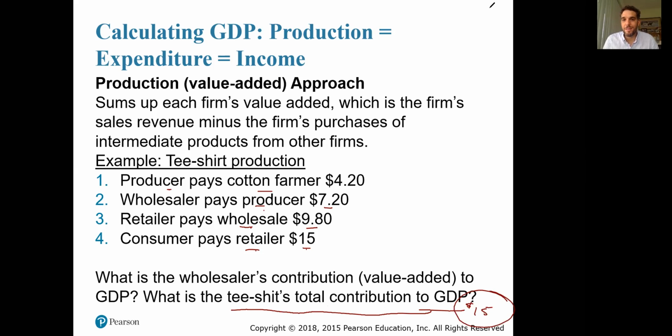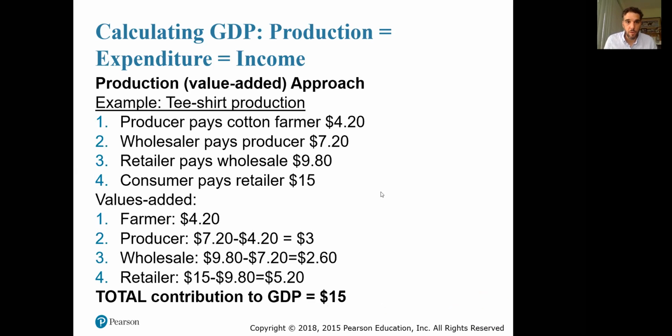But if we want to find the value added by each firm in the production process, that's going to be a little more complicated. So how do we find the value added? Again, we take the price that the intermediate good is sold at minus whatever the cost was to get to that point in the production process. So for the farmer, again, their costs were essentially $0. We assume that. They sell the cotton for $4.20 to the producer. The farmer's value added is that $4.20. Okay?